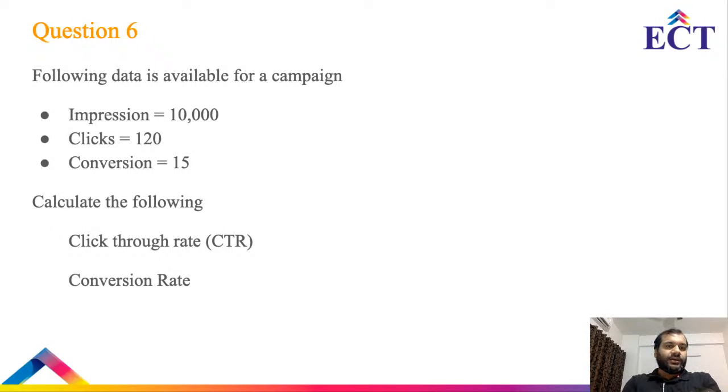So it's primarily the impressions that is showing here in the question. This is the final question that we have to do. After that, we will end the session now. The impression is 10,000. Clicks is 120. The ads appeared 10,000 times. We got 120 clicks. And out of 120 clicks, 15 people got converted. Right? So what will be the click-through rate and what will be the conversion rate?